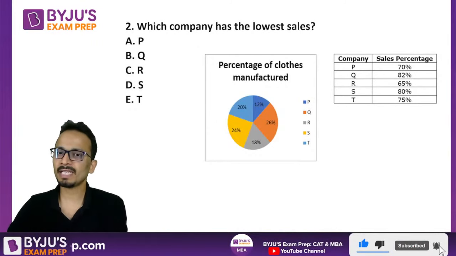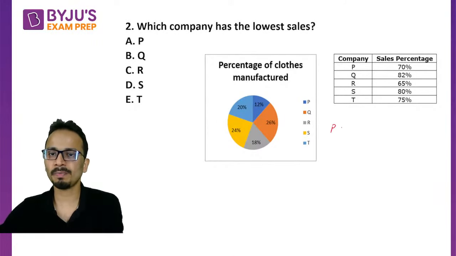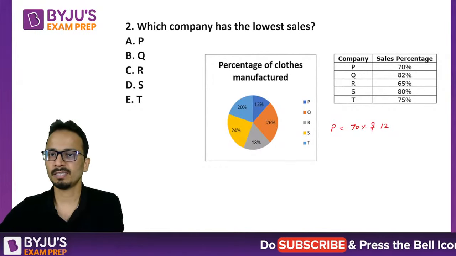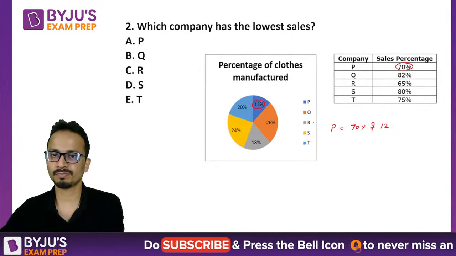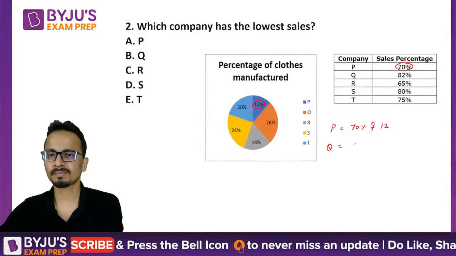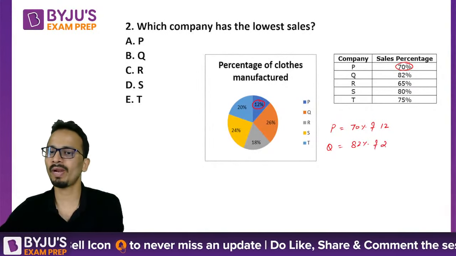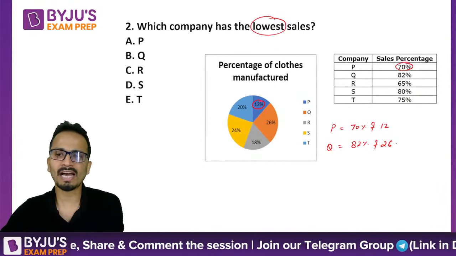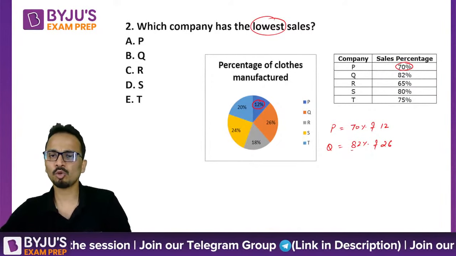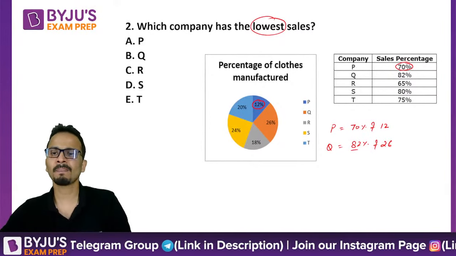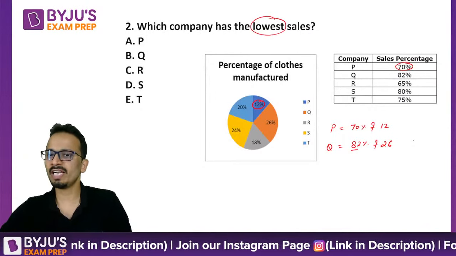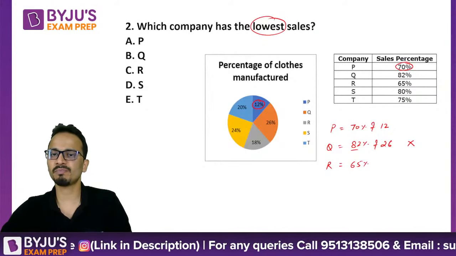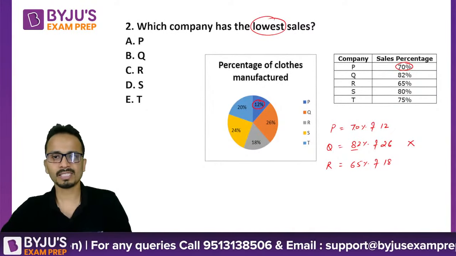Okay. Now I'm writing the sales for each of these companies. So for P, the sales will be 70% of 12. For Q, it will be 82% of 26. I want to find the lowest sales. So obviously Q will not have the lowest sales because Q के केस में दोनों values 82 is more than 70 and 26 is more than 12. So definitely Q will not be the answer. I'll write the value for R, which is 65% of 18. Now 65 is less than 70.